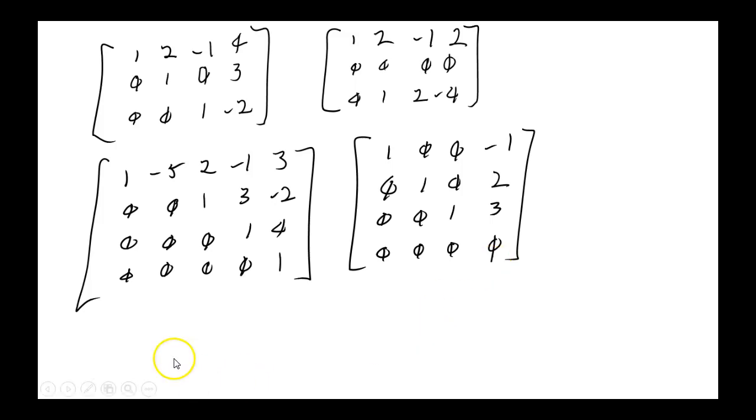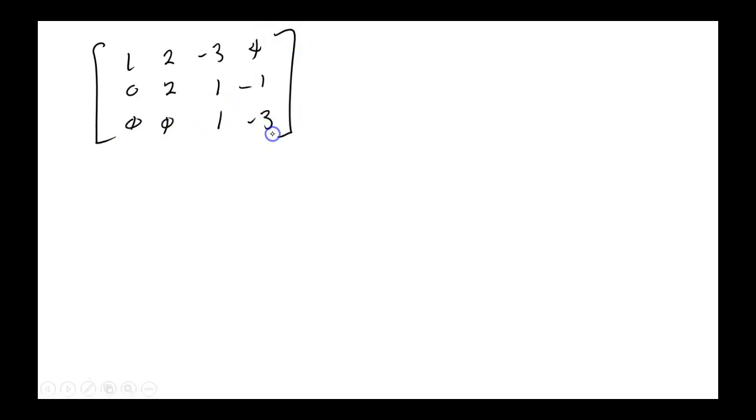Let's go to number 5. I'm going to erase this. Is that okay? Okay. The E here. 1, 2, -3, 4. 0, 2, 1, -1. 0, 0, 1, -3. Is that in row echelon form?